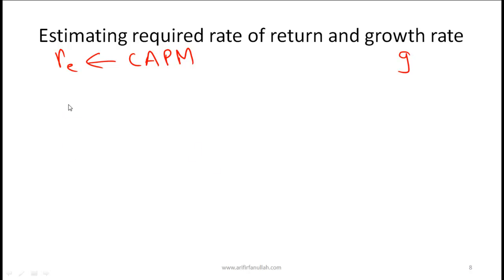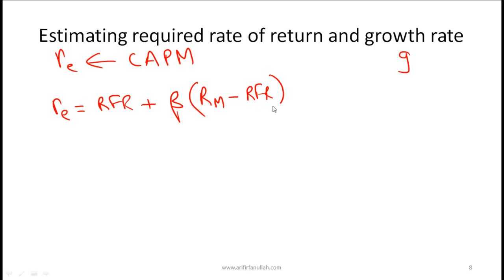And again, you've seen this before, but as a refresher, the cost of equity using CAPM is equal to the risk-free rate plus beta, which is a measure of the systematic risk of a stock, times the market risk premium, which is the expected return on the market minus the risk-free rate. And you've seen this before.